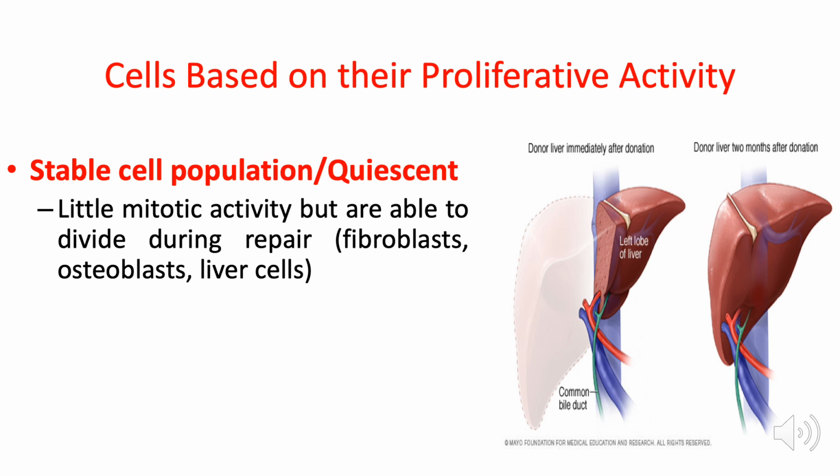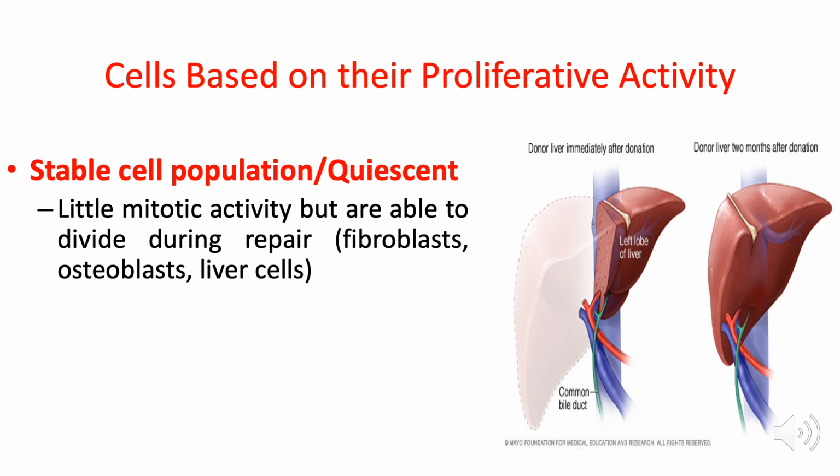Examples of stable cell population are, number 1, hepatocytes. Hepatocytes can regenerate and replace missing or dead hepatocytes or liver cells. That's why if one person will donate the right lobe of his liver, the left lobe, since it has hepatocytes, the hepatocytes there will try to regenerate and somehow the left lobe will give rise to the missing right lobe. But under normal conditions, these hepatocytes will not multiply. They will stay in the G0 phase of the interphase.